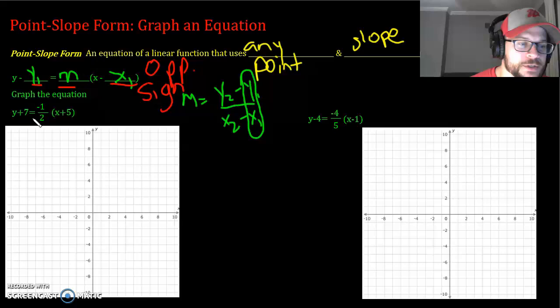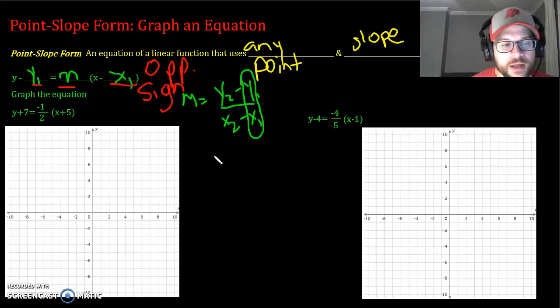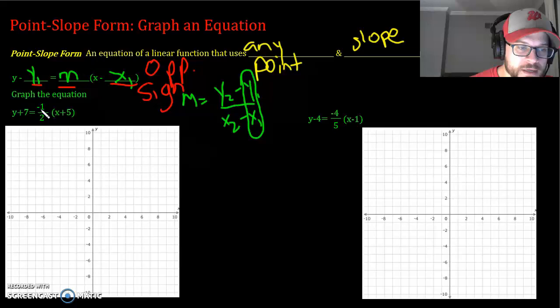So if we go into our first equation, y plus 7 equals negative 1 over 2 times parentheses x plus 5. The two things that we have to figure out in order to graph it are what the point is inside this equation and what the slope is. The slope is the easy part. It's just this fraction right here. It's the number that's in front of your parentheses. So your m is negative 1 over 2. That's what we're going to use as our slope.